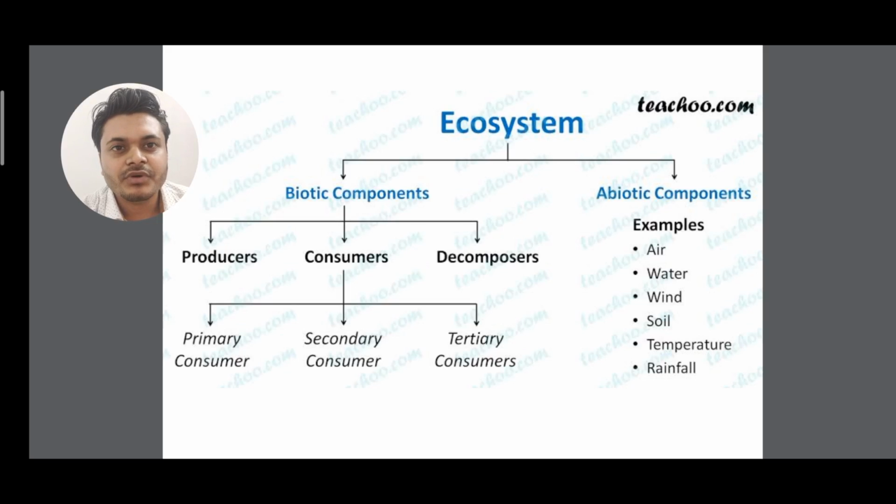Under biotic component we have producers, consumers and decomposers, and under abiotic component we have air, water, wind, soil, temperature and rainfall. The consumers are primary consumer, secondary consumer and tertiary consumer. We'll see this entire chart in detail in the next slide.